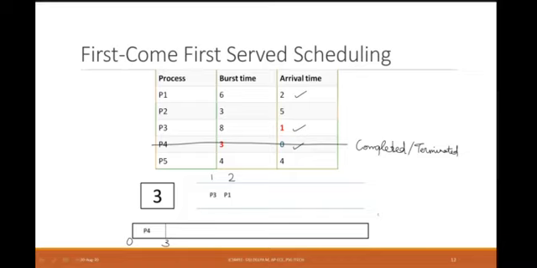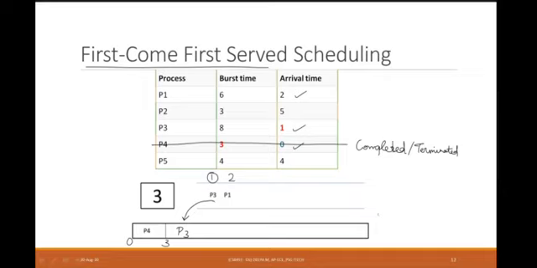Yes, this is in your terminated state, so it will not come back. So now I have 2 processes here. As per our algorithm, first come, first serve. So whichever came first will be served first. So the next process which will get into your CPU is the one which came at the first point. So it is P3.